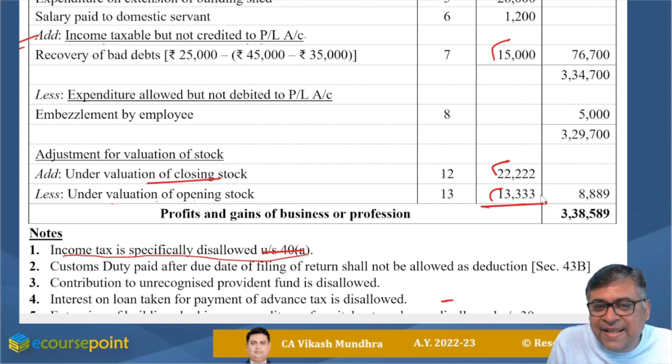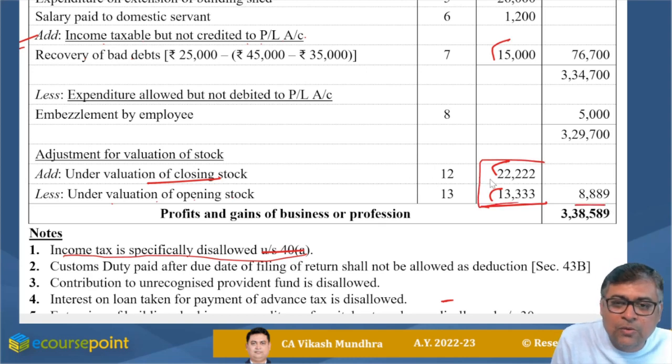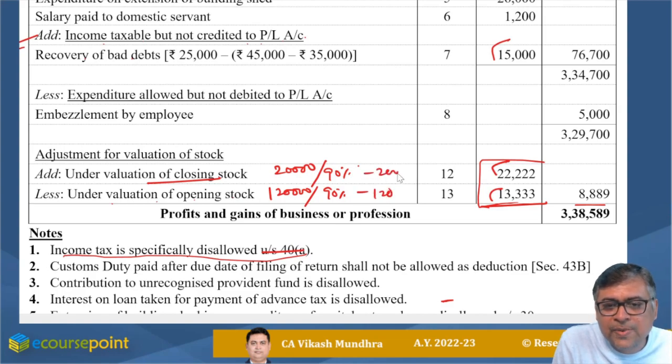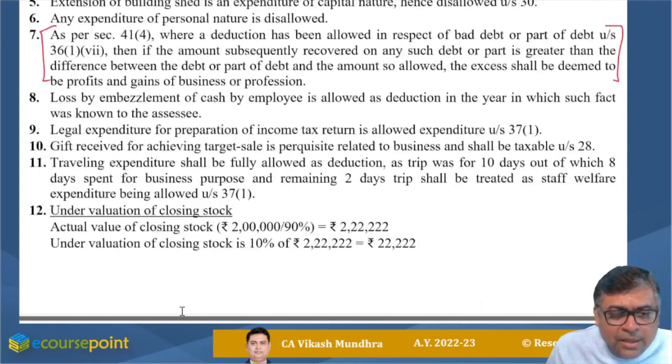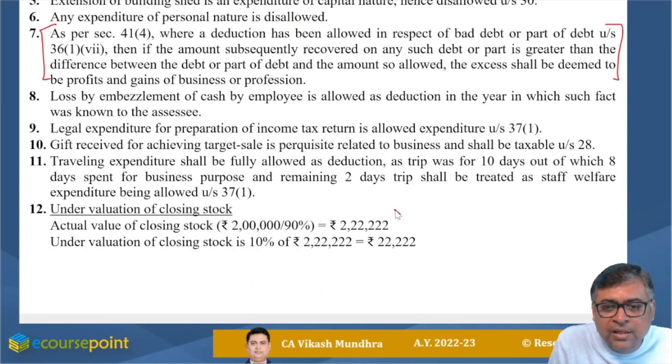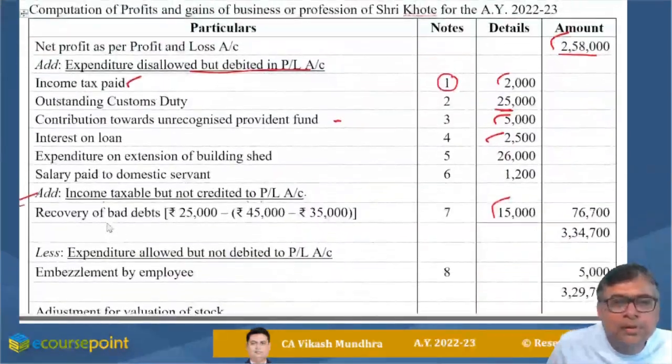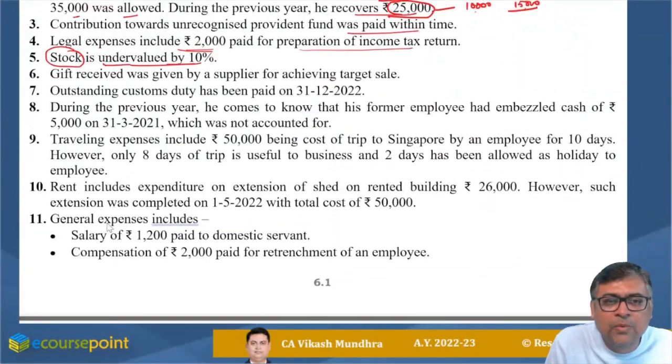So my total net effect on the valuation of stock is 8,889. How did I get this figure? Closing stock was 2 lakh, 2 lakh divided by 90%, and this one is 1,20,000 divided by 90%, as reduced by 120, as reduced by 200. Here I give this type of information. So this is the additional information we work on.